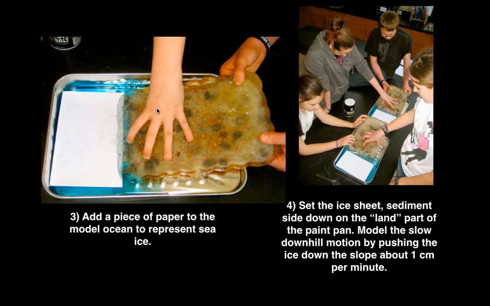And then what they will do is they'll take the ice sheet and they'll place it sediment side down on the slope of the pan. So that's the land part again. And they're going to be pushing it slowly downhill to model the downhill movement of the ice sheet. So I had them move it about 1 centimeter per minute, and that was good.